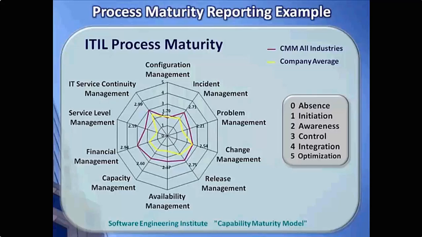This example shows what we call a spider web chart. And here you see a number of the ITIL processes around the spider web. And in the yellow, that's basically the average of what maybe your company is experiencing, and the purple kind of shows maybe what the industry average is in your industry for each one of these processes. This just quickly shows you where you may stack up to others in your peer group or within your industry.